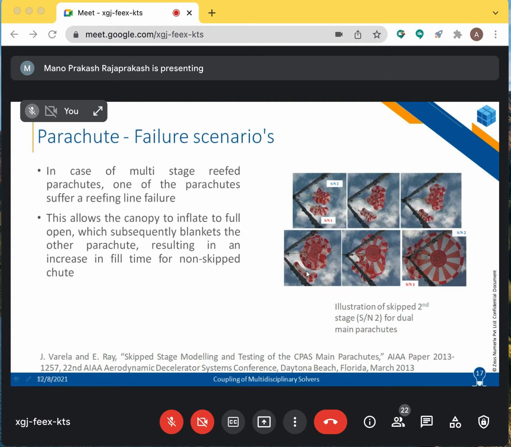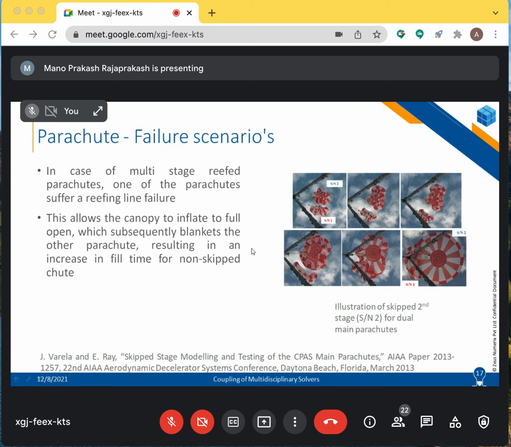While the other parachute is in a partially inflated state. So this is a kind of failure scenario where serial number 2 should ideally be looking similar to serial number 1, but due to a failure that has occurred in limiting the inflation of this serial number 2 parachute, it has continuously inflated. Such a scenario has to be controlled, and we should be able to model such scenarios in the simulation.